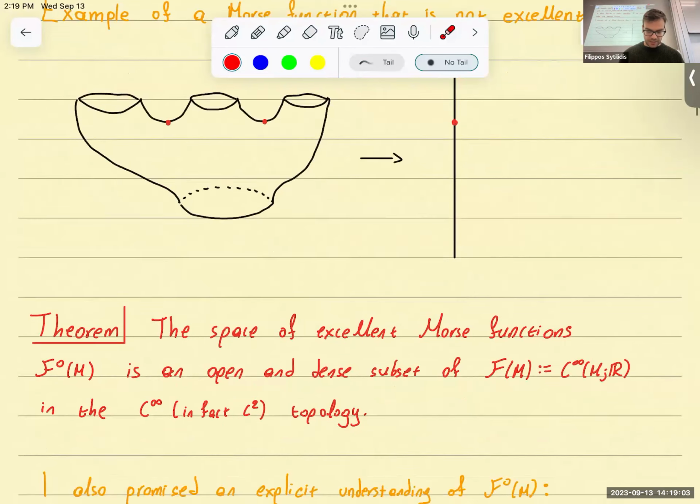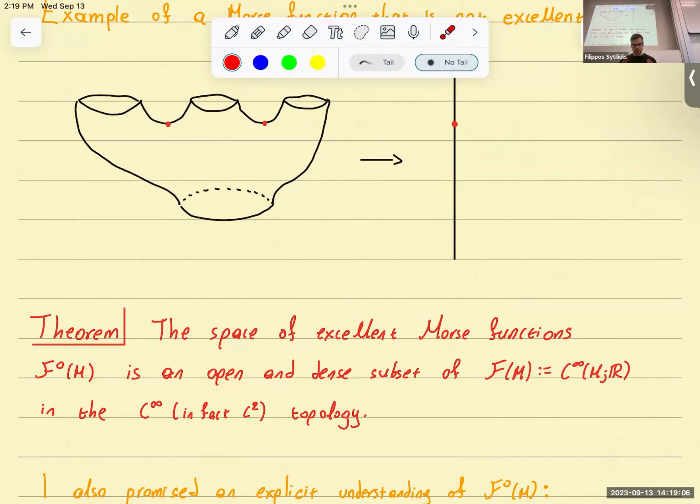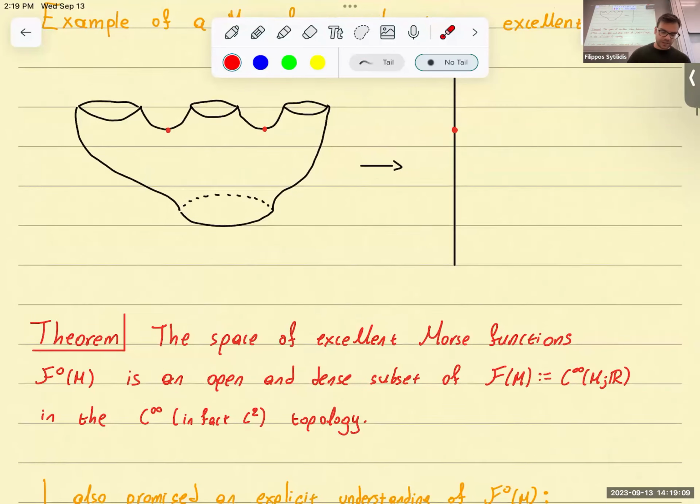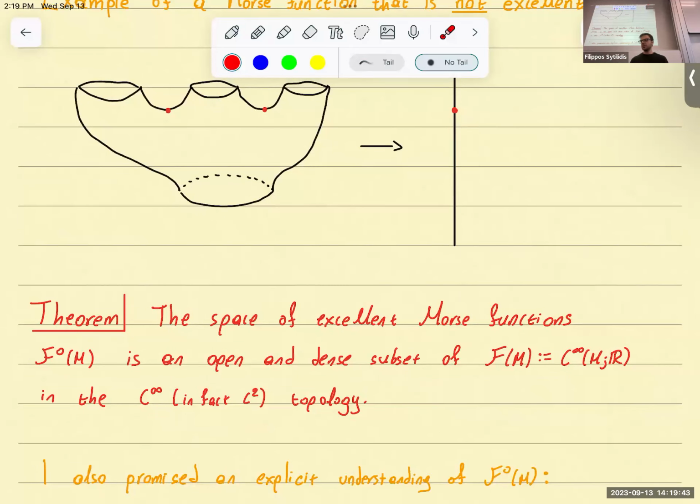And the theorem that we are going to prove today, well, proof is always a bit of a strong word, but I'll give you lots of reasons to believe in it, is that the space of excellent Morse functions, which is what I'm calling F0M, is an open and dense subset of the space of all smooth real functions in the C infinity, in the Whitney C infinity, in fact, in the C2 topology. I'm going to define what it is in the second half of the talk, but for now, just think of there is a topology that you can put in this space, and this theorem makes sense. So that's really our goal for today.